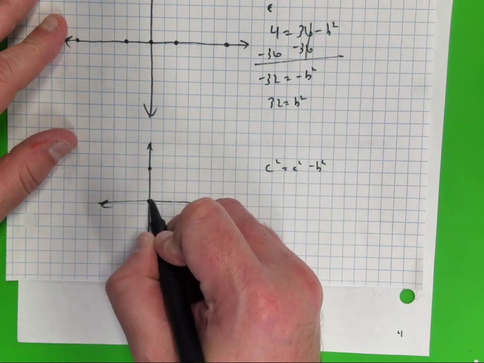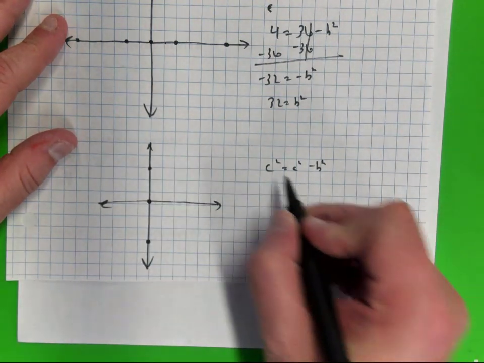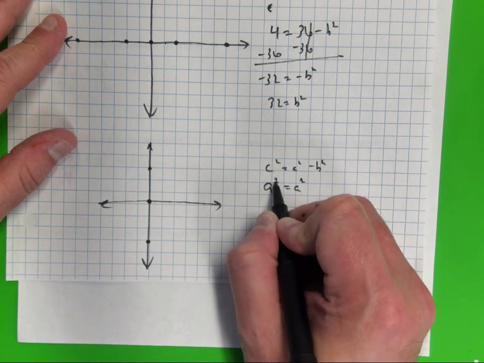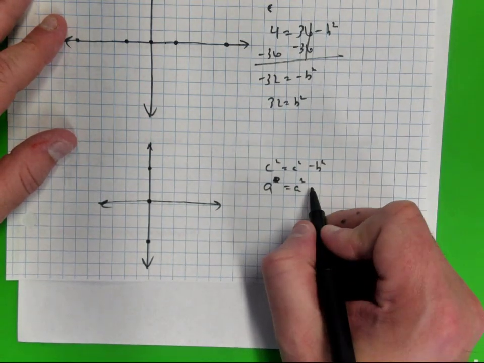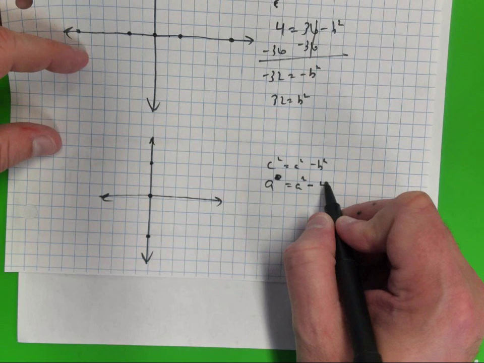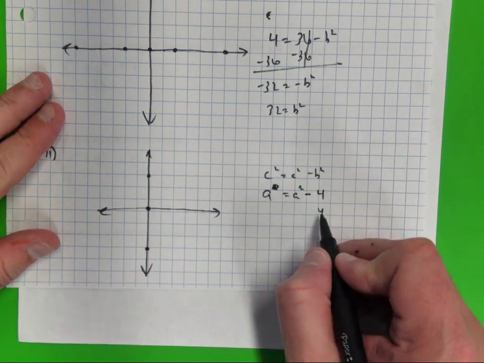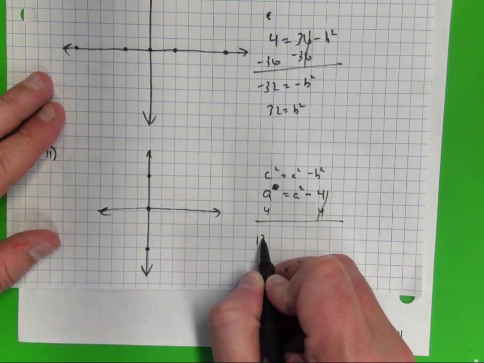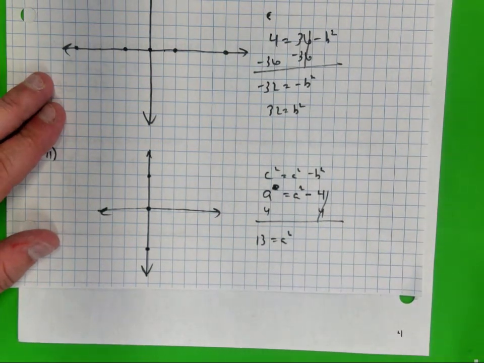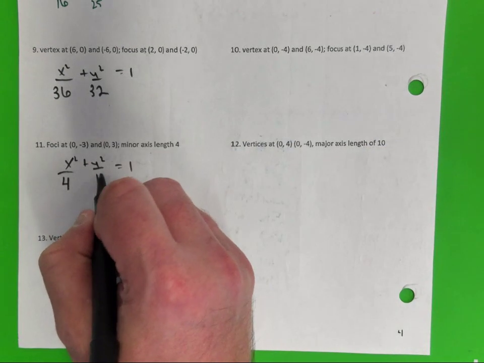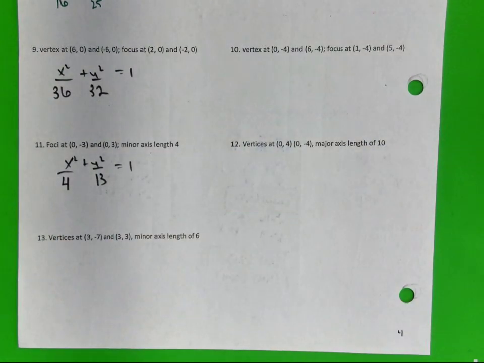My C squared, I know, is 3. So 3 squared is 9. 9 equals A squared minus B squared. And you just told me B squared is what? 4? Okay. I'm going to add 4 to this side. What do I get? 13. Do I need to take the square root of 13 or just input 13? Input 13. And that's my answer.